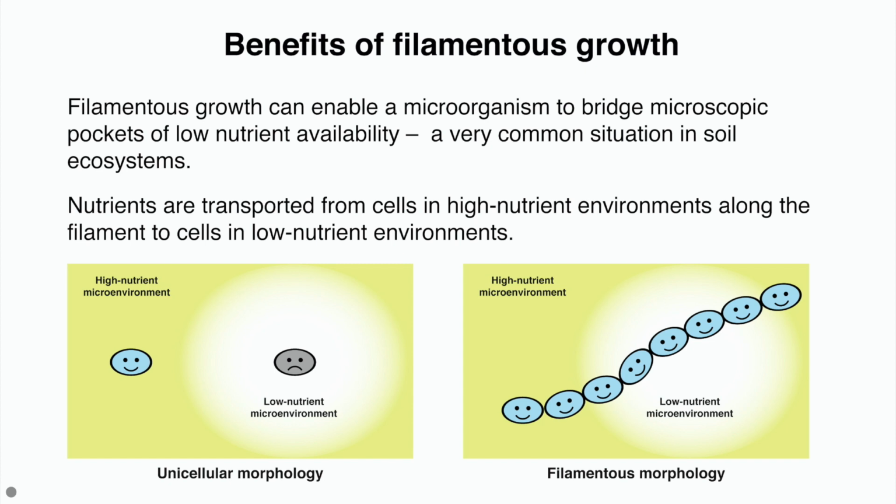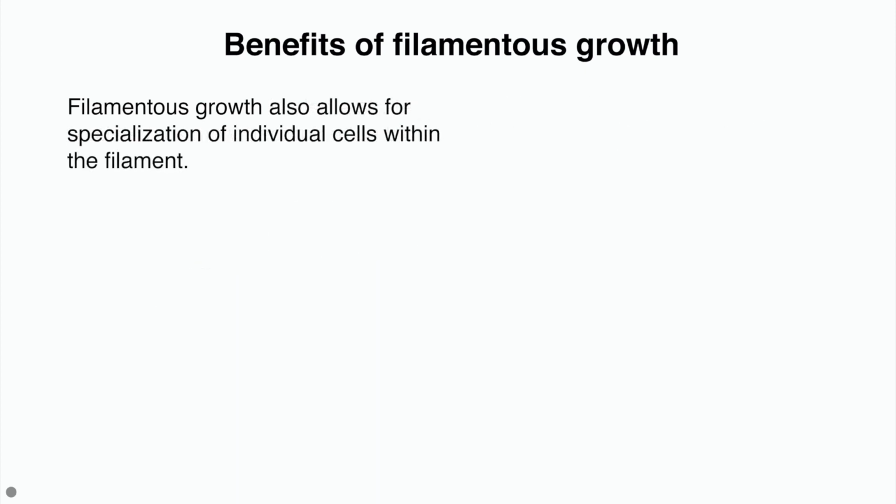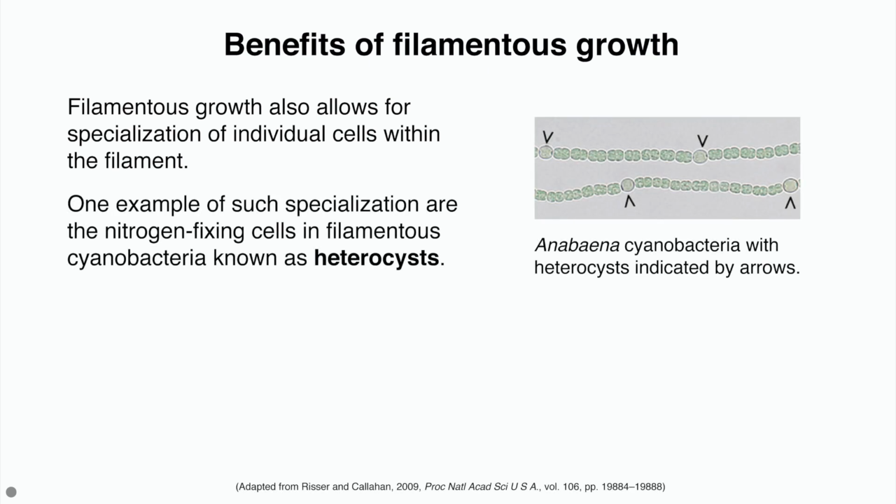Nutrients are transported from cells in high nutrient environments along the filament to cells in low nutrient environments. Filamentous growth is also a strategy to avoid engulfment by predatory protists by simply becoming too big to be eaten through phagocytosis. Filamentous growth also allows for specialization of individual cells within the filament. One example of such specialization are the nitrogen-fixing cells in filamentous cyanobacteria known as heterocysts.